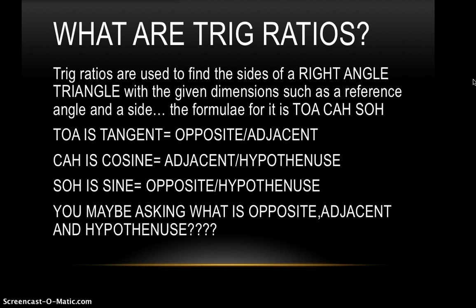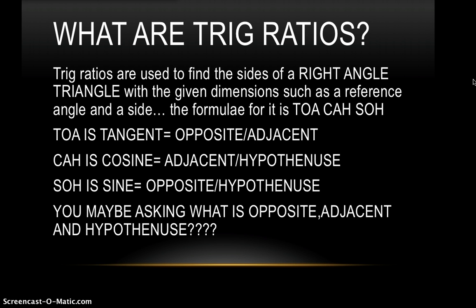What are trig ratios? Trig ratios are used to find the sides of a right angle triangle, besides using Pythagoras theorem, with the given dimensions such as a reference angle and a side. The formula for it is TOA CAH SOH, which is an easier way to memorize the formulas. TOA is tangent equals opposite over adjacent, CAH is cosine equals adjacent over hypotenuse, and SOH is sine equals opposite over hypotenuse.